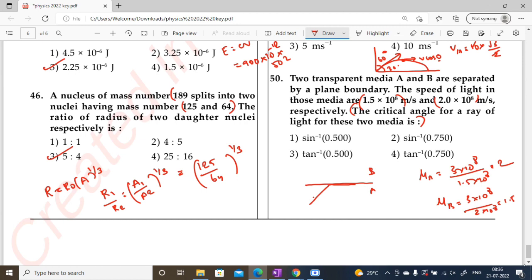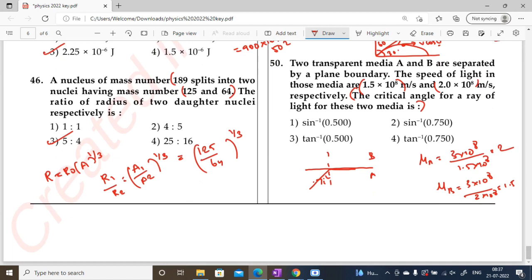Which means A has the greater refractive index, and the light is entering from A to B. So this will be the critical angle situation. I'm taking the situation where the critical angle is equal to the angle of incidence, so that the light ray is just grazing over the interface. If the angle of incidence is greater than the critical angle, total internal reflection takes place, right? So we have three situations: I equals IC, I greater than IC, and I less than IC. We need to understand these three.